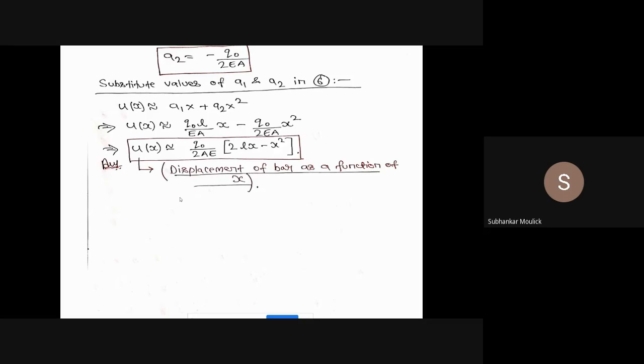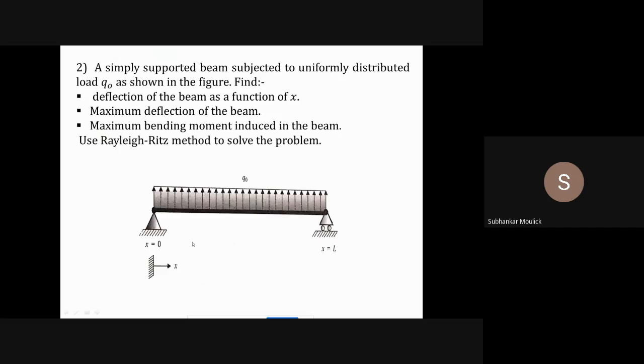Yes, sir. Okay, so let us solve now. In the first problem, I made you solve the bar problem. In the second example, let us solve the beam problem. Let us read the question.